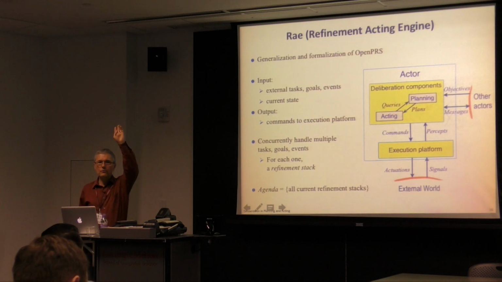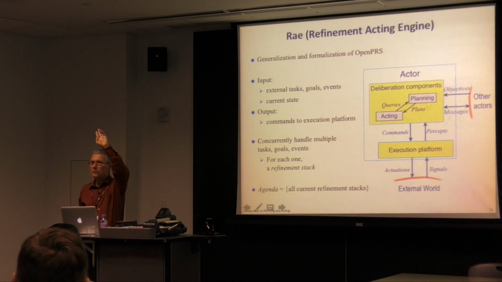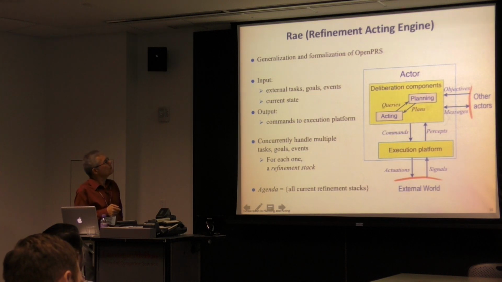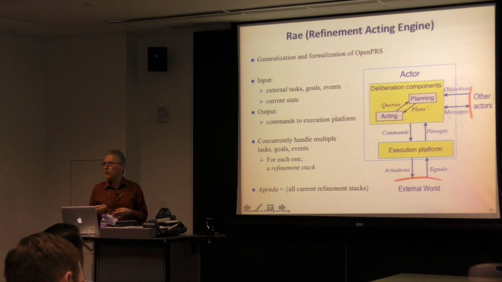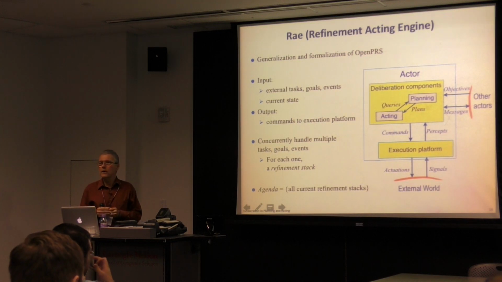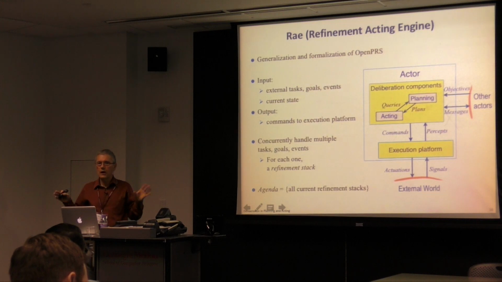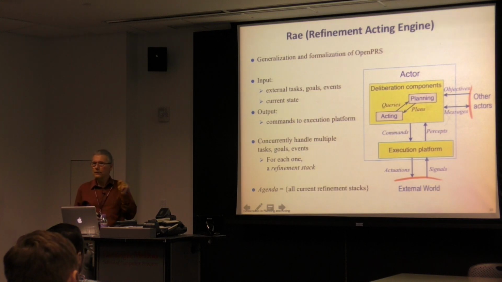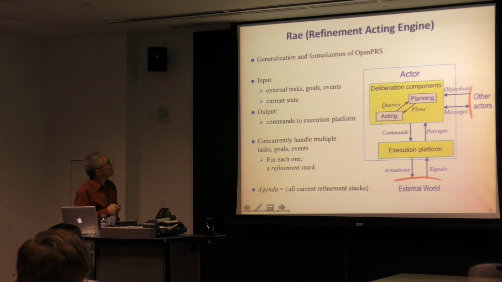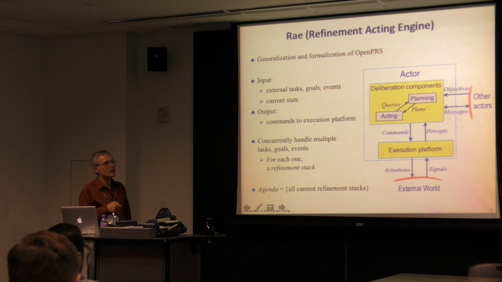How many of you are familiar with a venerable system called PRS, done by Michael Georgeff a bunch of years ago? OpenPRS is an updated version of that, which is available as open source. It's been used in a bunch of robotics projects, particularly in the research lab where Malik works. And this formalizes some of this stuff that's in this program, and it also generalizes it.